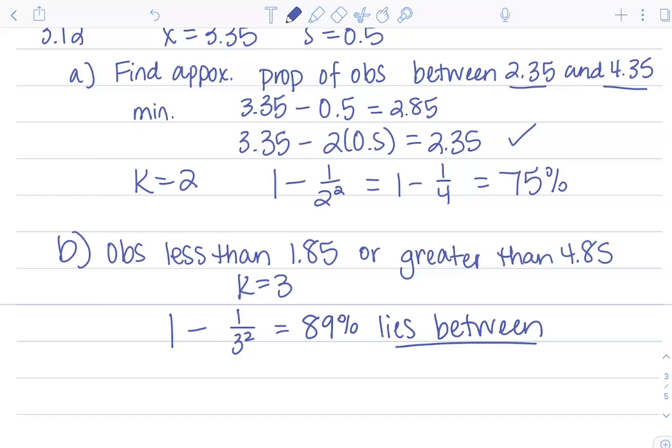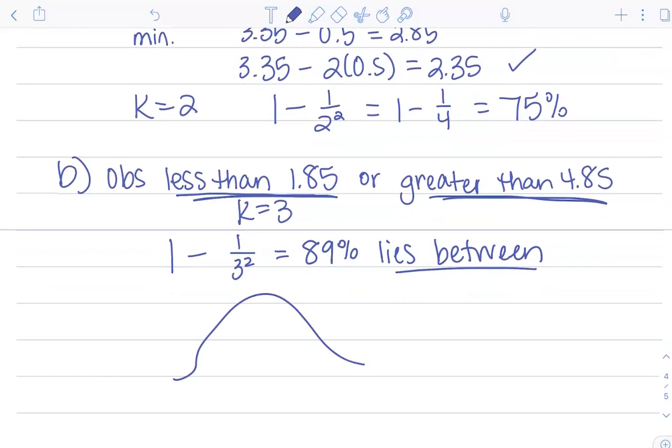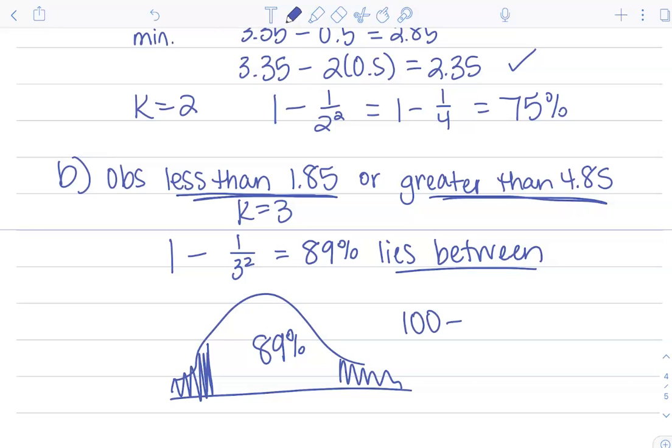But that's not what this question is asking. This is things that are lower than 1.85 and above 4.85. So if we've got some distribution, we're looking for the things below and above these numbers. We found that 89% is within, so we want to find what's beyond. Subtract that from 100, and you get that 11% will be beyond. So just be careful on what the question is asking, because in this case, we wanted to know what was beyond, not what was between.